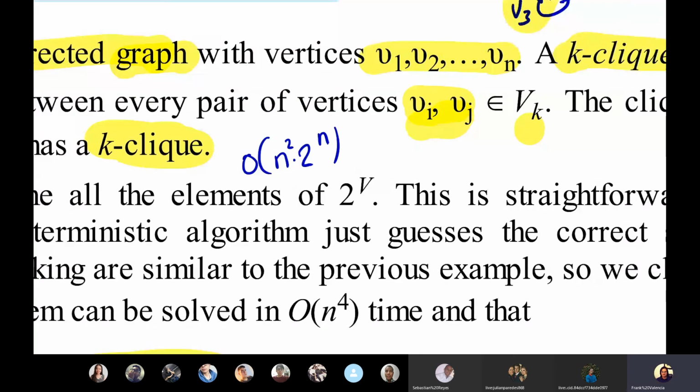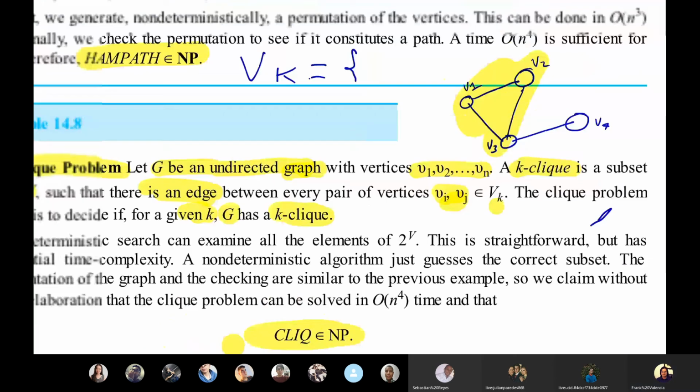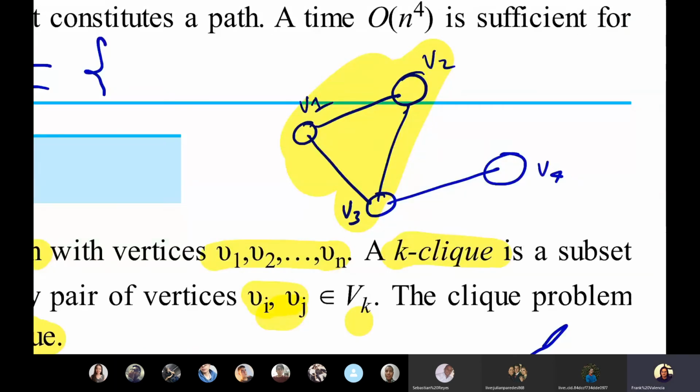How about a non-deterministic algorithm? I generate it and then I verify. Exactly. You just guess a subset, and then you verify, and that checking can be done in n squared, right? Depending on the non-deterministic machine, you can do that linearly or quadratic, but in any case, you get a polynomial algorithm.